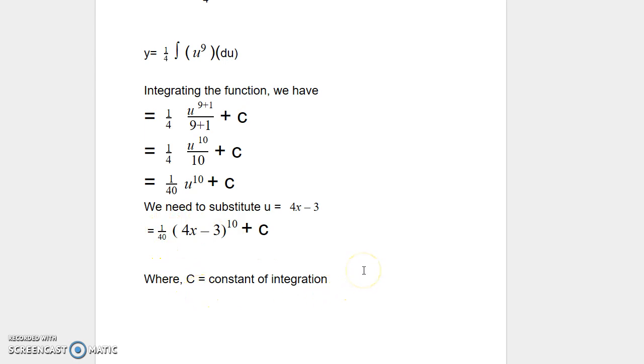So this is the way we're going to solve these problems using integration by substitution. In my next video presentation, we will be solving more example problems related to integration by substitution.